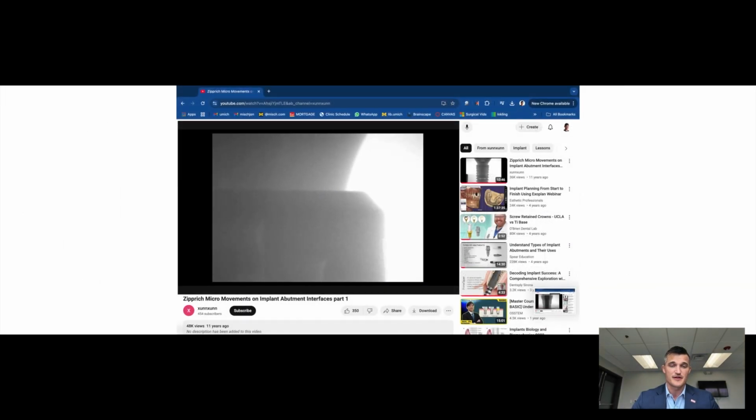This study by Ziprick, you can look it up on YouTube, is a really nice breakdown of what we're talking about here. You can see that when we subject this implant to a dynamic load with a conical connection, we don't have that micro motion of the superstructure. There's no micro gap formation. There's no micro motion moving to a greater degree than the implant body. And this is one of the reasons we're having less marginal bone loss on these implants.